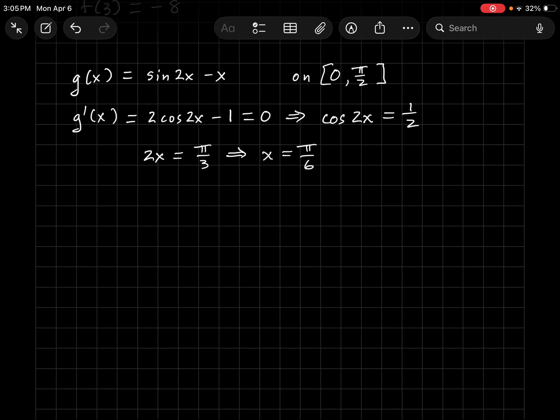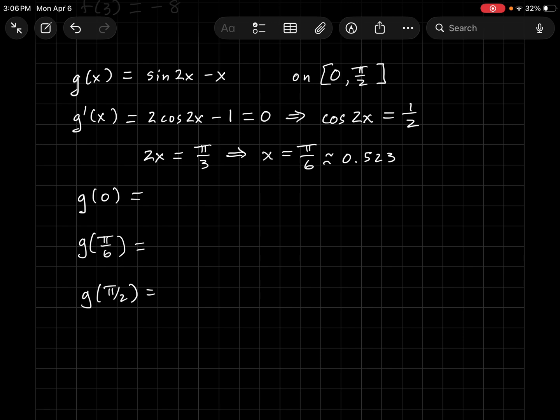And pi over 6, just to get a value, is pretty close to 0.5233. So I'll just put 0.523. We're going to need some decimals in a little bit, because we need to find the function now, not the derivative, but the function at the endpoints, 0 and pi over 2, as well as the function value at the critical point, pi over 6.